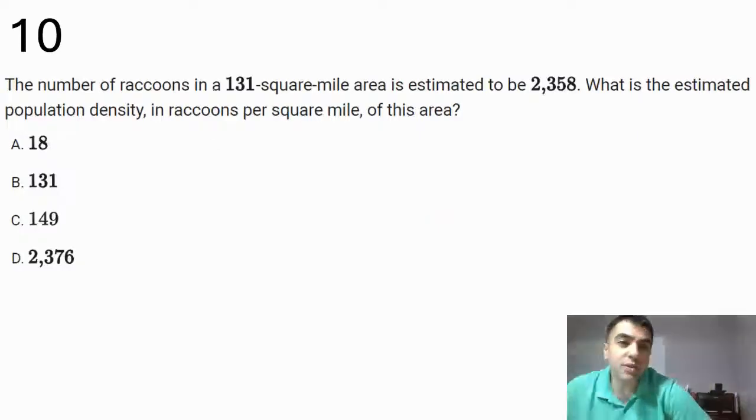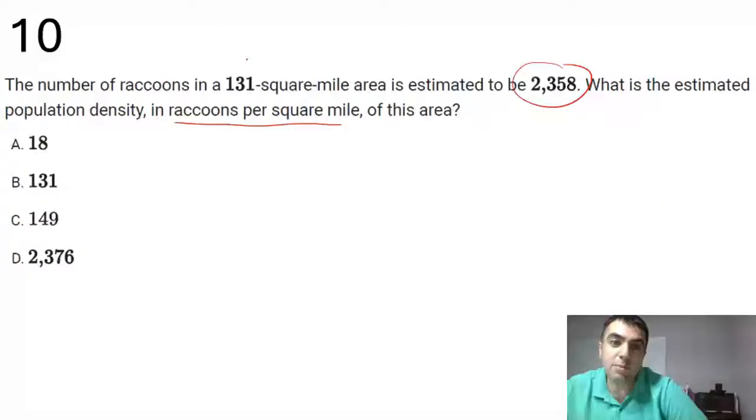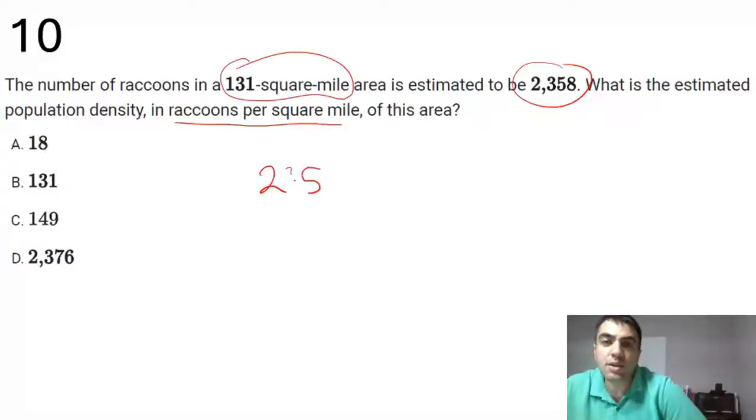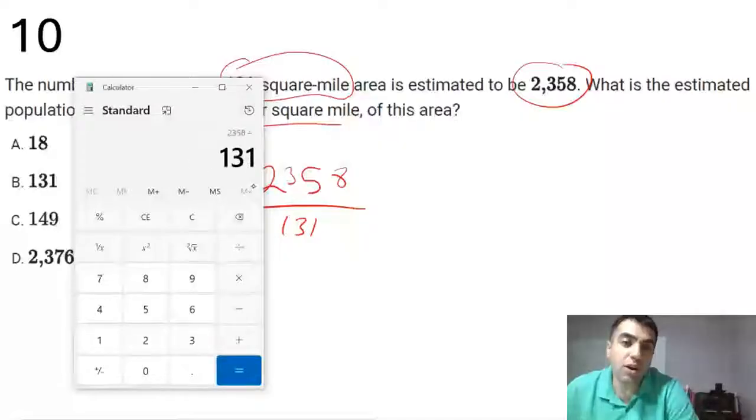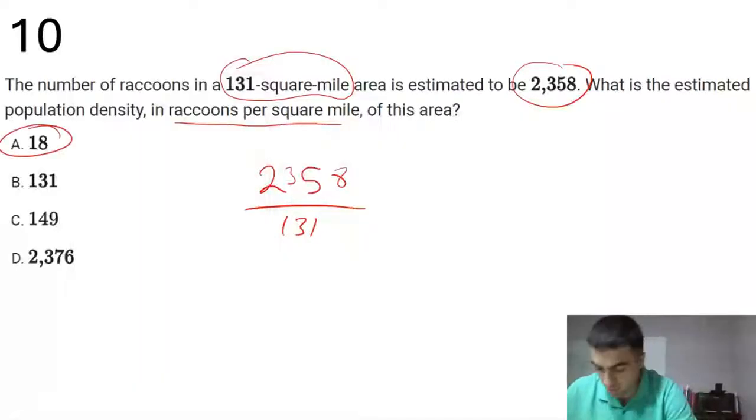Let's have a look. The number of square miles is estimated. What's the estimated population density in raccoons per square mile of this area? Raccoons per square mile. Number of raccoons is this one. We should divide it by 2,358 by 131. Let me calculate. 2,358 divided by 131 is equal to 18. You were right, guys.